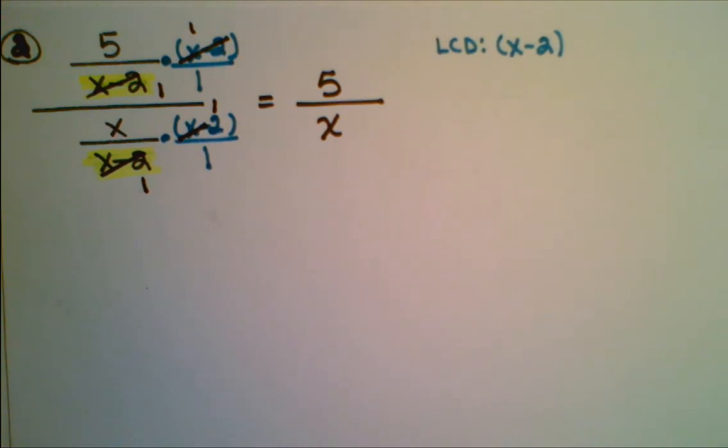It reduces to a fraction, so please do not write 5 times x. It's not 5 times x. We have a 5 in the numerator, an x in the denominator. So our solution is 5 over x.